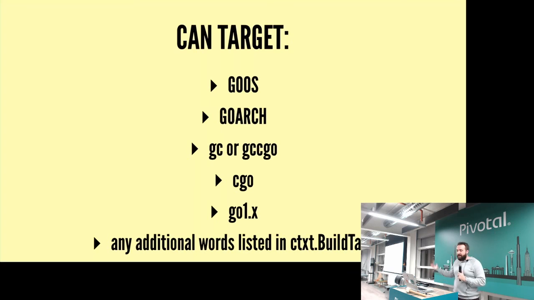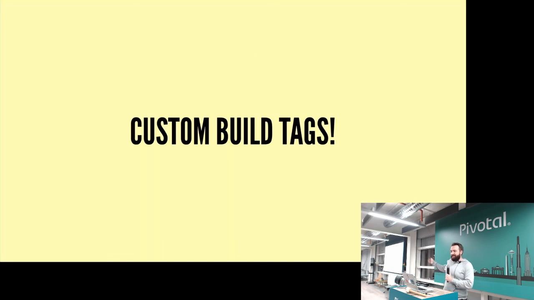You can target which compiler you're on, whether cgo is enabled, what version of Go you're on, or, from the docs, any additional words listed in context.build tags. Now context.build tags gets populated by whatever's in the files. So we can do custom build tags, any additional words we want.